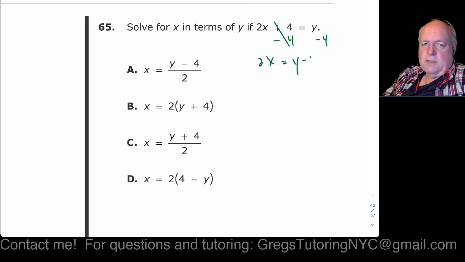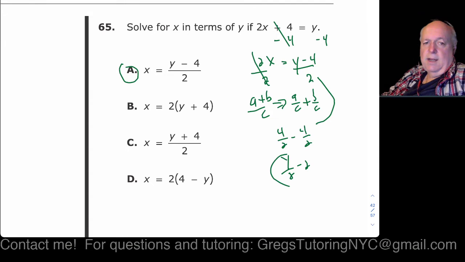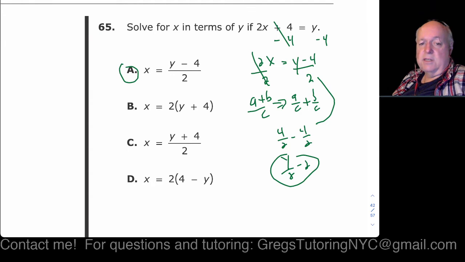We want to solve for x, so we divide both sides by 2. That cancels, and that cancels. So guess what? It's right there. Another form would have been, because if I have a plus b over c, this is the same as a over c plus b over c. So the answer could have been y over 2 minus 4 over 2, or y over 2 minus 2. That's another answer that could have been here. That's all they're asking you to do out of 65.